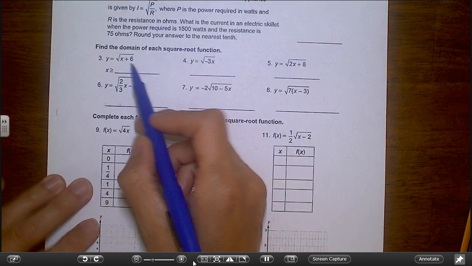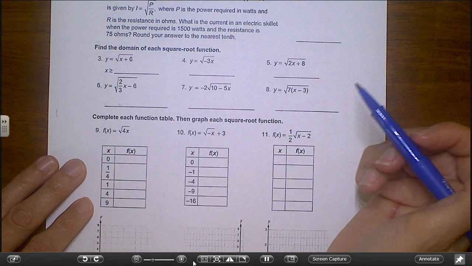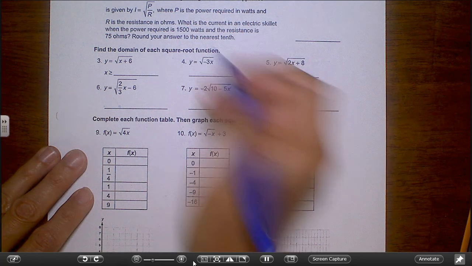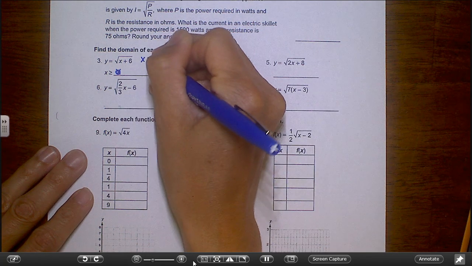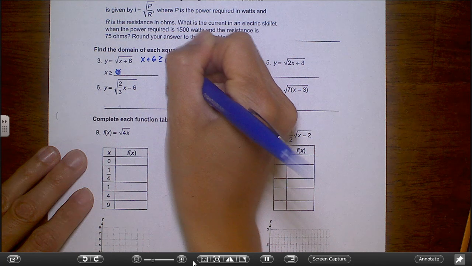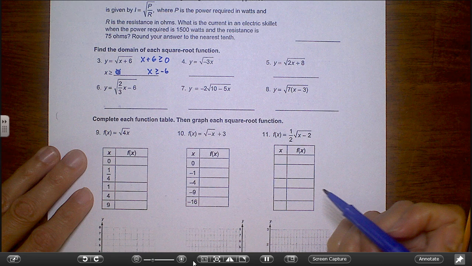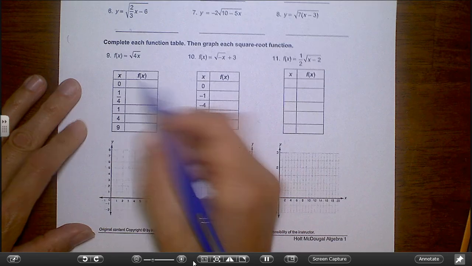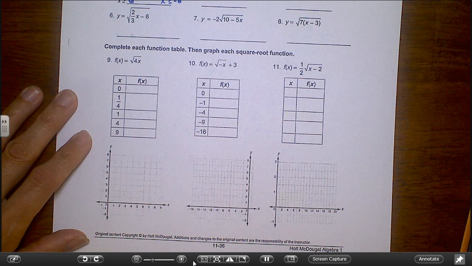Number 2 is pretty much the same. Domain of each square root function, that's what we just did. So remember, take what's underneath the radical and set it greater than or equal to 0. Solve for x. There you go. And then this one is just the tables and graphing that we did. You can just do these right in your calculator.